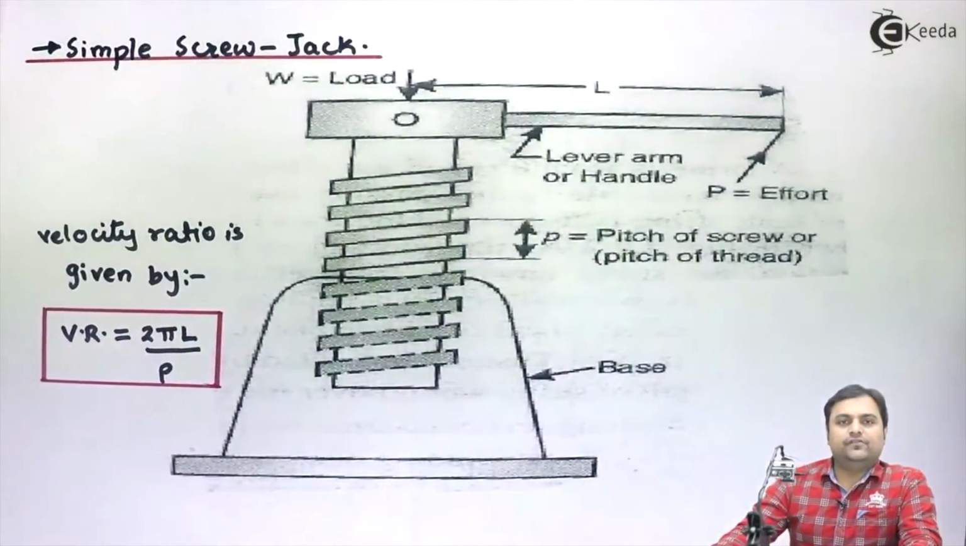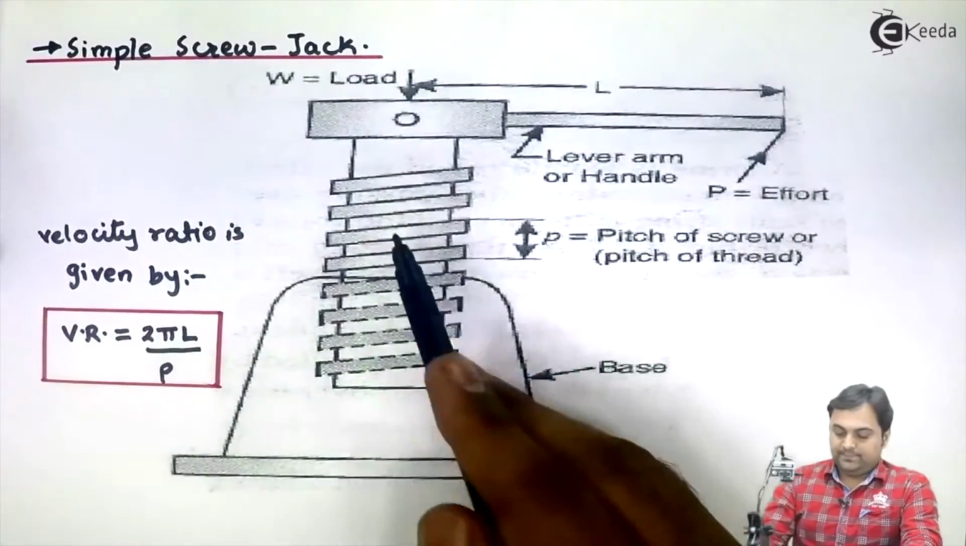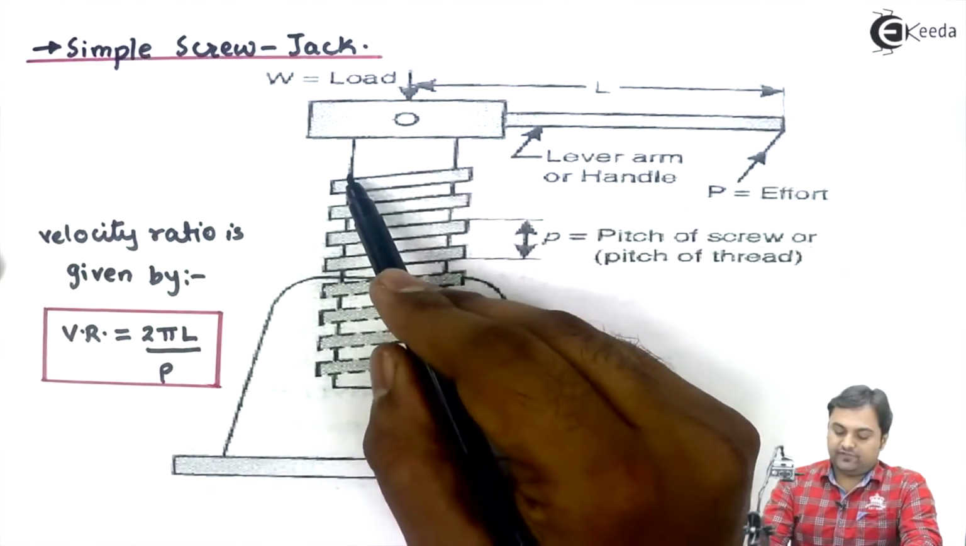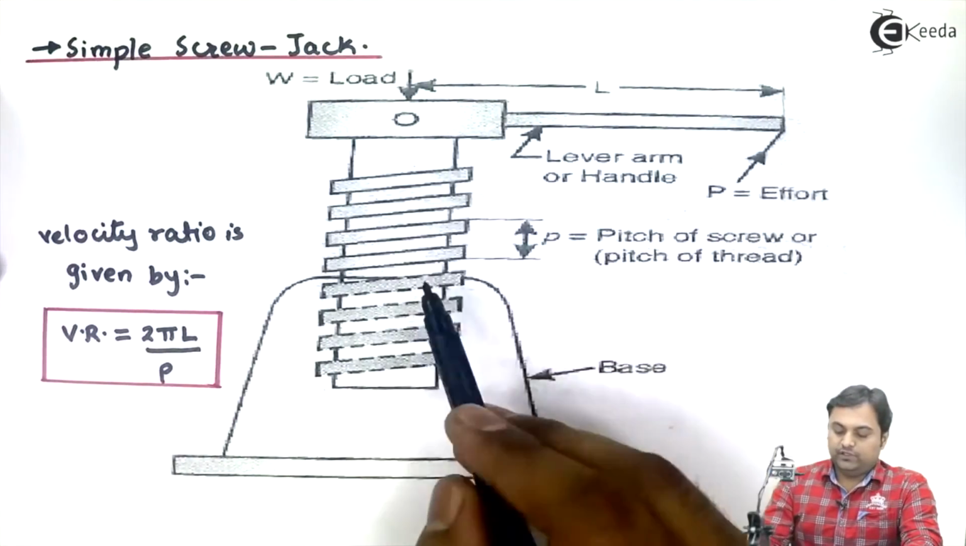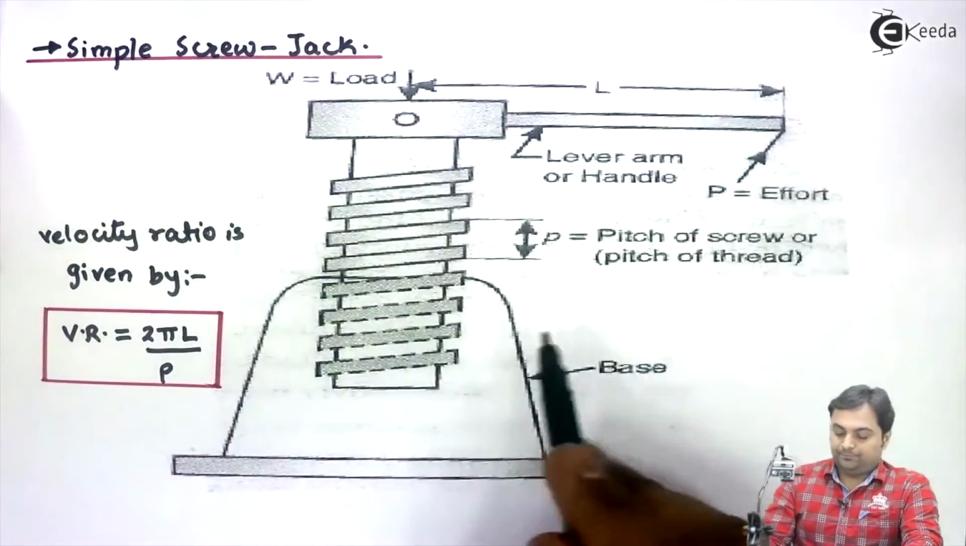In this video, we will see construction and working of simple screw jack with its velocity ratio formula. Here we have a diagram. Simple screw jack is a simple machine which consists of a member called as screw. This is the heart of the screw jack, the most important member.